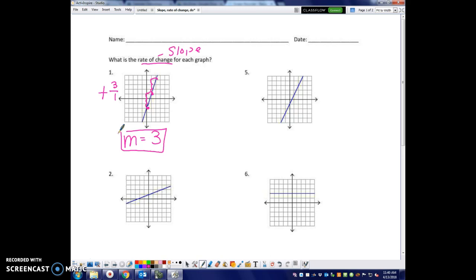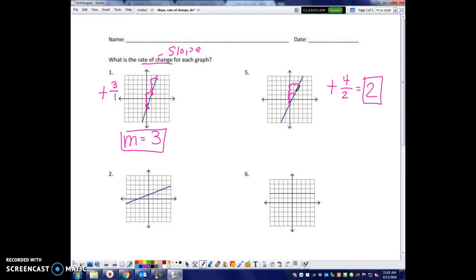Okay, now we're going to look at number 5. Again, reading it like a book, it's going up, so this is going to be a positive. Find your 2 points. Here's 1, here's 2. 1, 2, 3, 4. So it rises 4, and it runs 2. 4 divided by 2 is 2. So here the slope would be a positive 2. Be sure you're reducing down, because if you look here, 2 over 1, that's a 2.